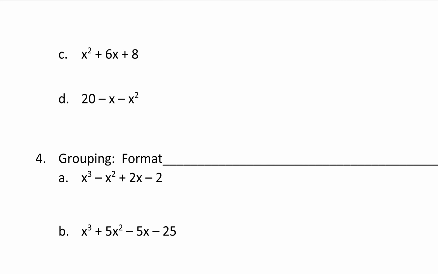All right, again, looking at C, I want to know what times what gives me the 8 at the end but adds to give me a 6. Well, my factors that give me 8 are just 2 and 4. 2 and 4 just so happen to also add up to be 6. So I take those two numbers and put them inside their factors. So I get x plus 2 and x plus 4.